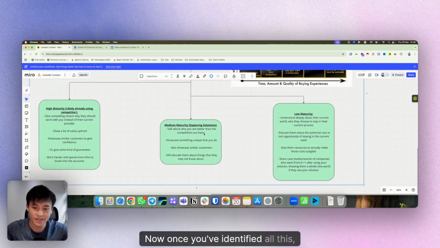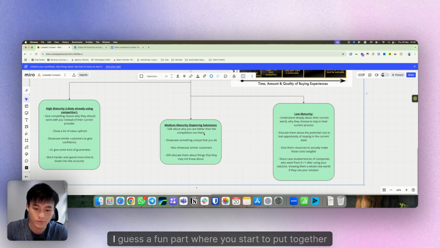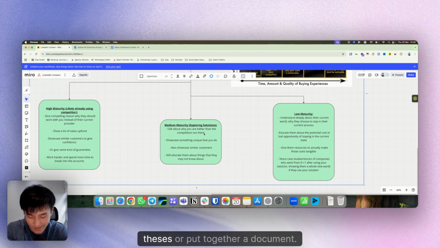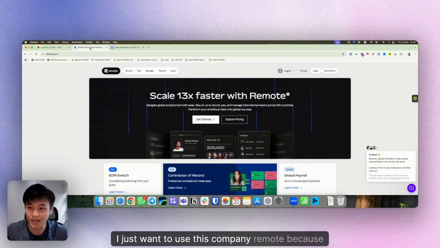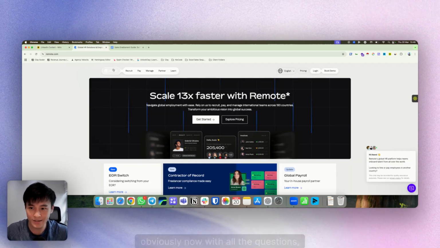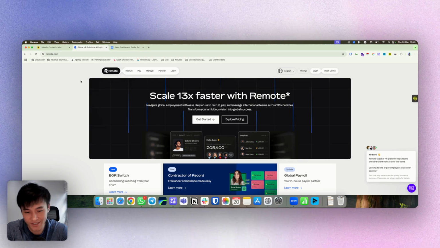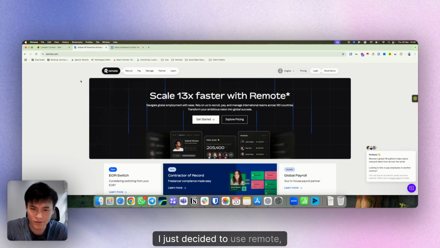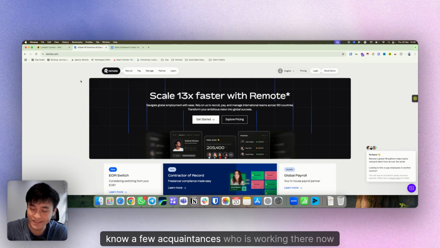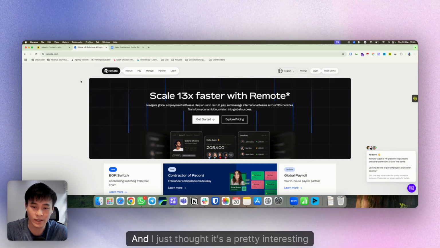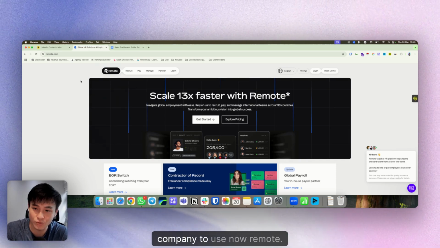Now, once you've identified all this is where you can get into, I guess, the fun part, where you start to put together TCs or put together a document. So in this particular example, I just want to use this company Remote because obviously now with all the questions around Deel and Rippling, I just decided to use Remote, right? I have a few friends who worked there before, and I know a few acquaintances who are working there now as well, and I just thought it's a pretty interesting company to use.